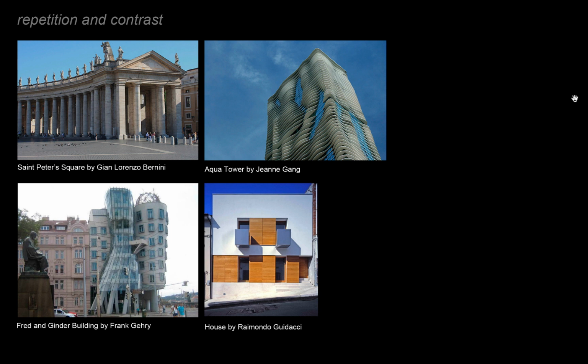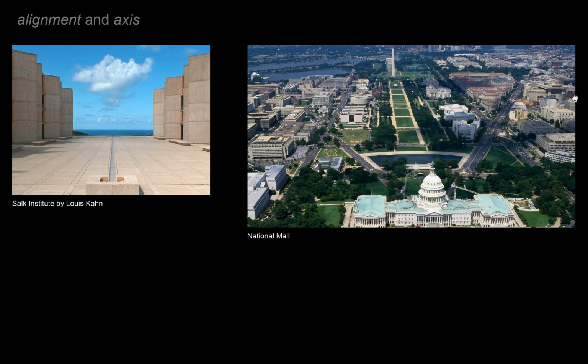And then to the right, you have a house by Raimondo Guadagni, and here you have repetition in terms of color, in terms of material, and then in terms of window size. These are examples of projects that use alignment and axis, and here you should see how big a difference we have in terms of scale. On the left, we have a building by Louis Kahn, the Salk Institute in California. Here, alignment and axis is very important in that project. And then the National Mall in DC, this is an example of urban design that uses ideas of alignment and axis to organize a city.